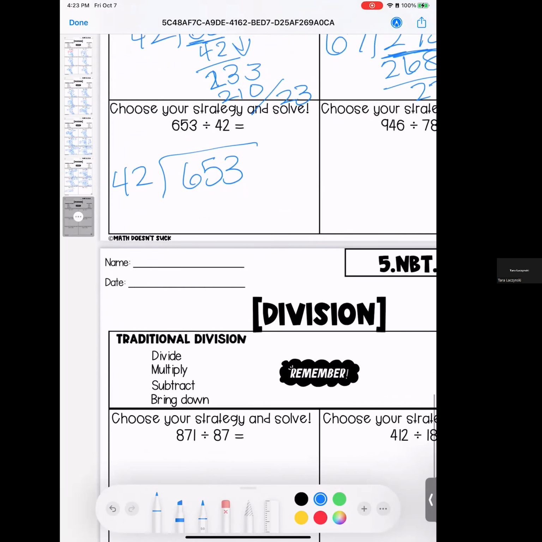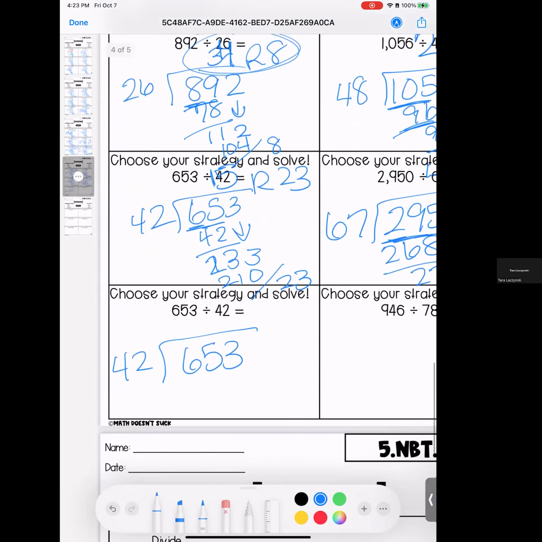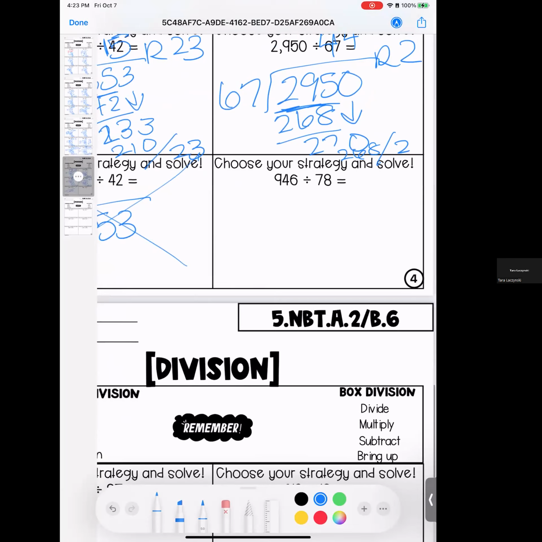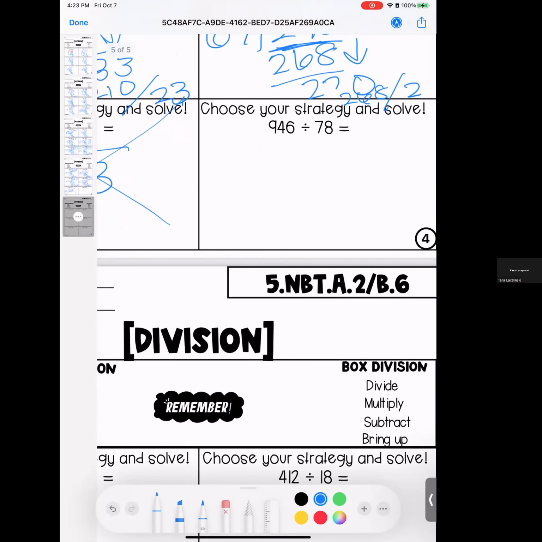Well, that is a double for the one before. So we're going to skip that one, loves. You got a free pass on that one. I doubled my question. All right, 946 divided by 78.